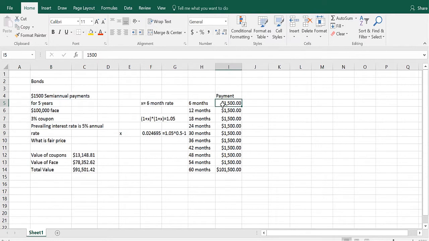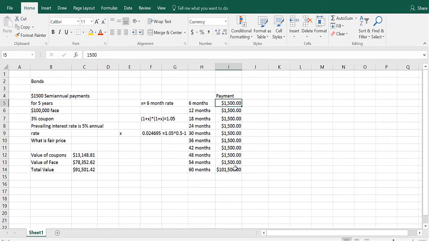6 months from now you get $1,500, 12 months from now $1,500, and in 60 months, 5 years from now, you get $1,500 plus $100,000. It's a 3% coupon bond because you're getting paid $3,000, or 3% of the face, each year. Now we can price this bond two ways. We can simply use the net present value function.